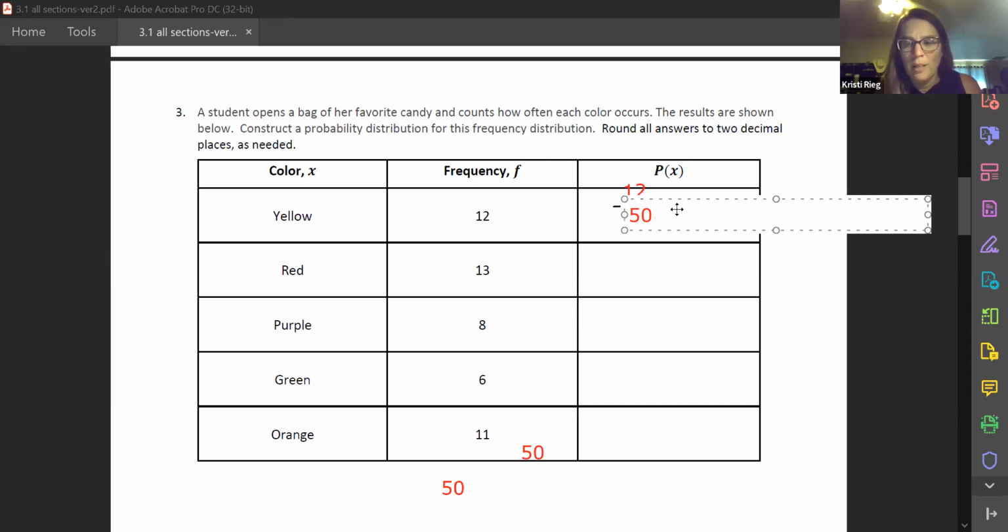Now, I want to show you something cool. I'm probably going to mess up this whole answer because I'm going to make myself big. You have it written down, 12 over 50. Okay. I think I'm going to delete everything. I don't care. I just want to show my face.